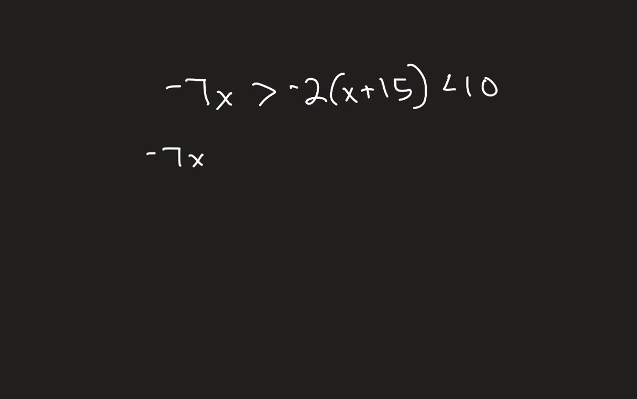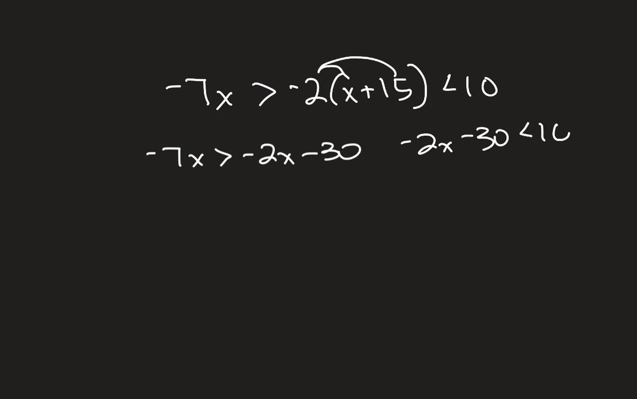Negative 7x is greater than negative 2 times x plus 15, which is less than 10. We're going to break this into two inequalities. Negative 7x is greater than, I'm going to go ahead and multiply this through, negative 2x minus 30. And of course, then we have the negative 2x minus 30 is less than 10.